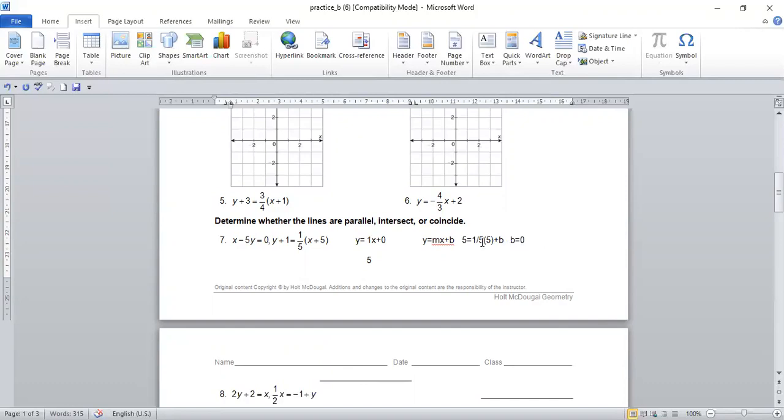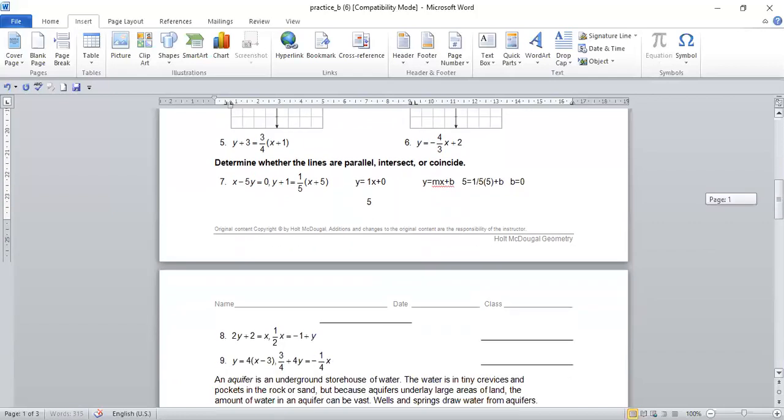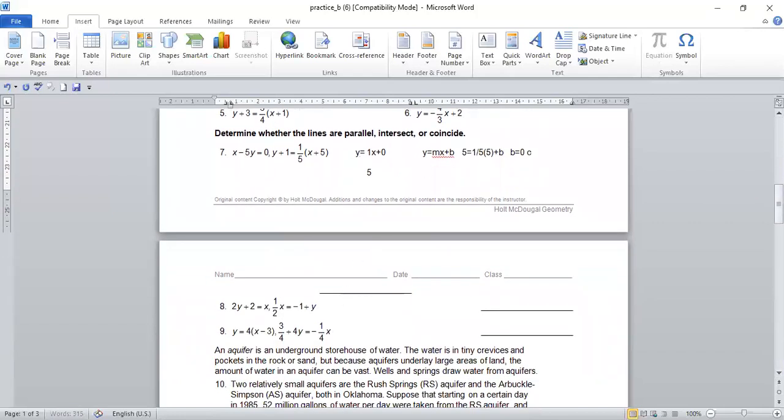Go ahead and check this and see. You will of course get the answer b is equal to 0. Now when the slope and the y-intercept are the same, of course your lines are going to coincide. However you do it, if you get the lines coinciding, that's fine, no problem.